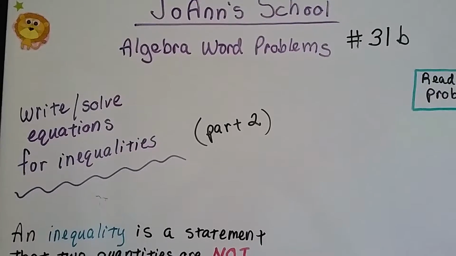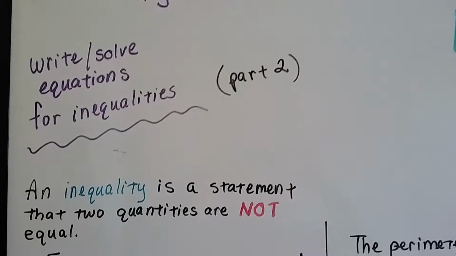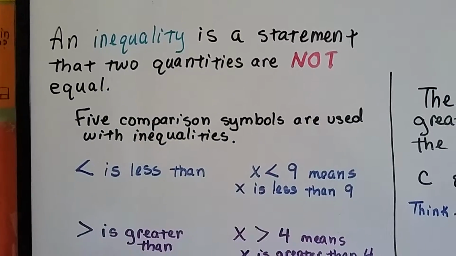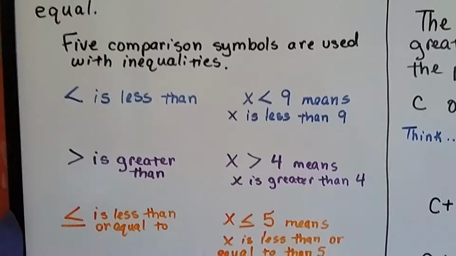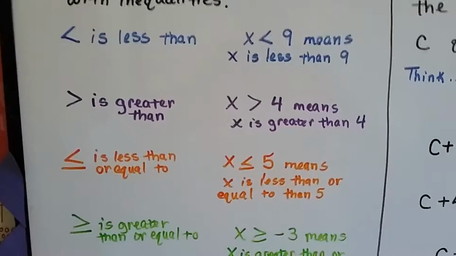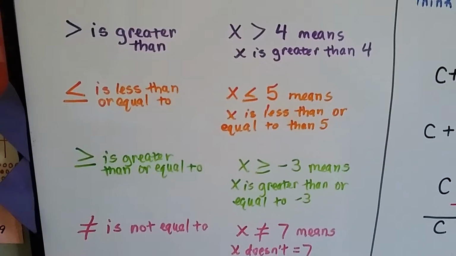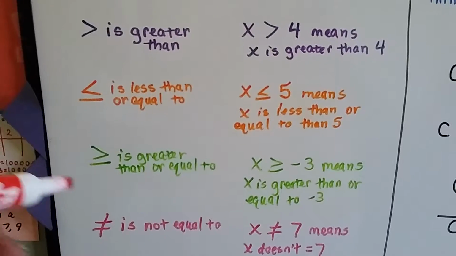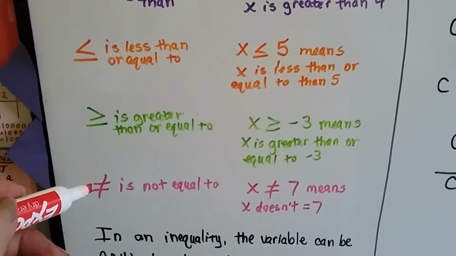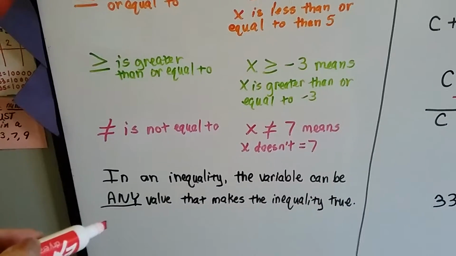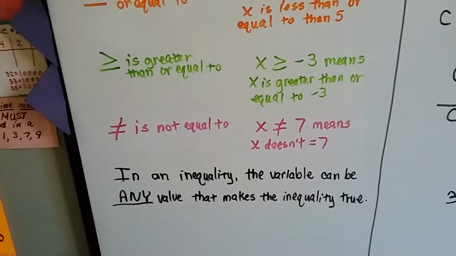Algebra Word Problems number 31B, Write and Solve Equations for Inequalities, Part 2. An inequality is a statement that two quantities are not equal. And there's 5 symbols that we use with inequalities: less than, greater than, less than or equal to, greater than or equal to, or is not equal to. In an inequality, the variable can be any value that makes the inequality true.